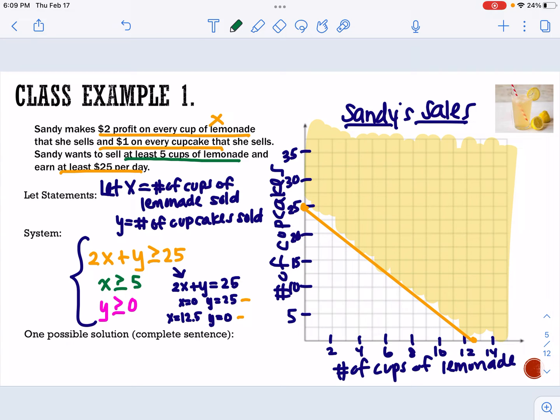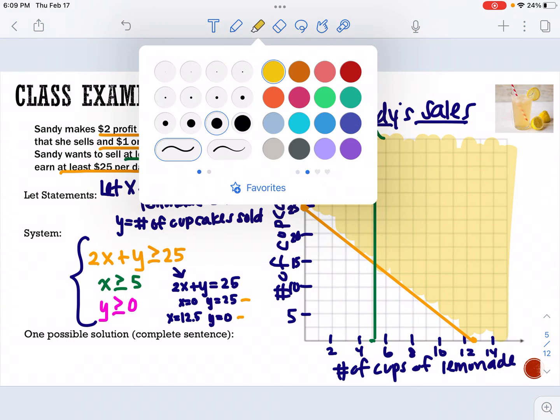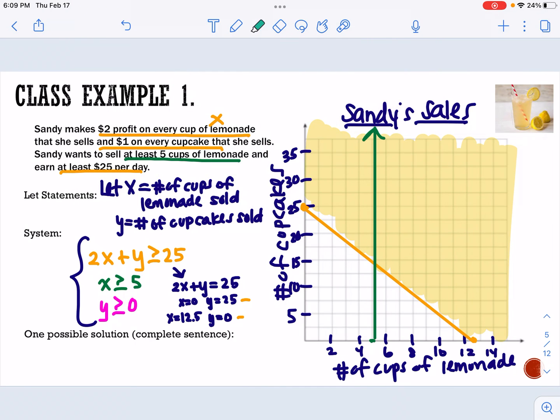I go to 5 on my x-axis. I'm creating a vertical line. Since it's greater than or equal to, I know here that we're dealing with a solid boundary line. I'm going to use a green color to now shade everything to the right of that. And then we can start to see our solution region really starting to appear here, this area that it's overlapping.